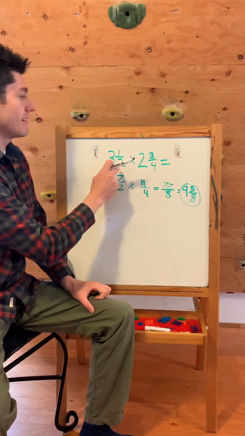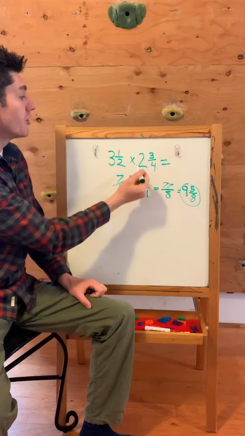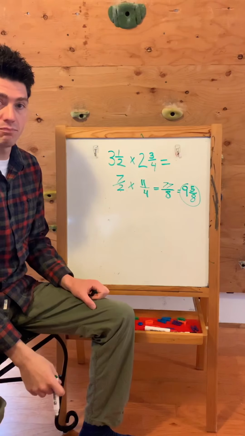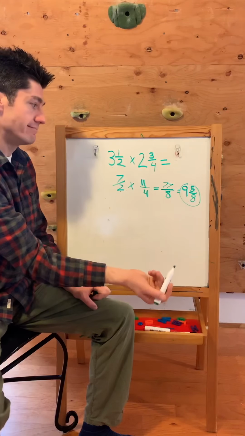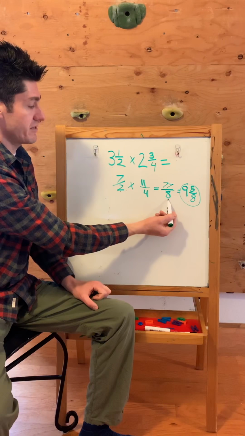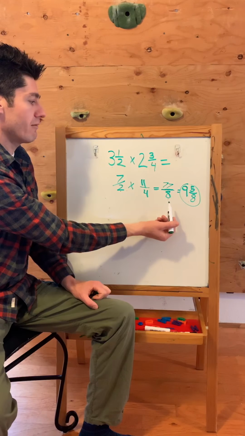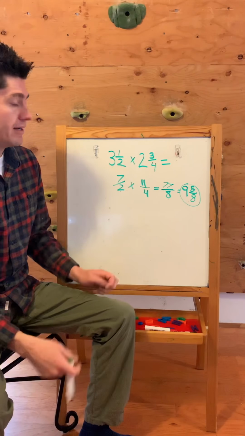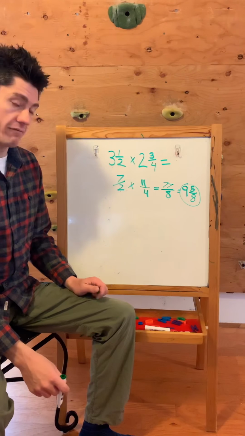So that's multiplying mixed numbers. We convert them into improper fractions, multiply across the top, multiply across the bottom, and we get an improper fraction. It's correct, but that's not a great way to represent that information. If we converted it back to a mixed number, it makes a lot more sense for showing that information.